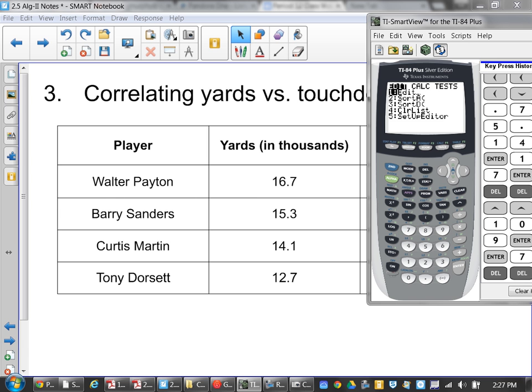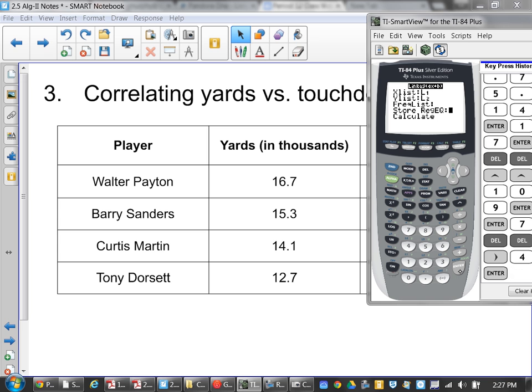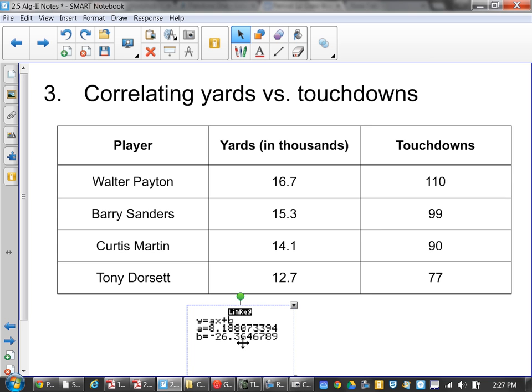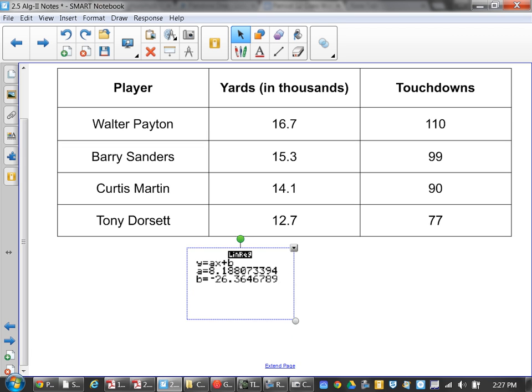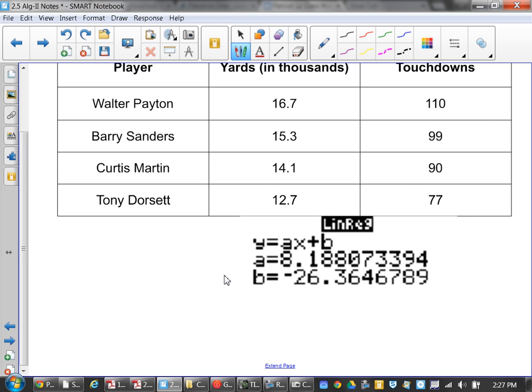So now we can go back to stat, calculate. Do you guys get this equation? Yeah, there we go, 110. 90, 70. If you transpose a digit or miss a decimal place, it's very easy just to make a silly mistake. So I'm getting y equals 8.19x minus 26.36 when I'm using my 2 decimal places.